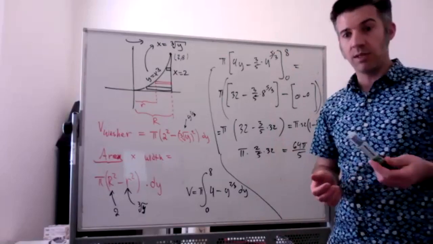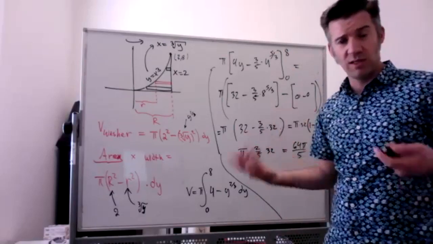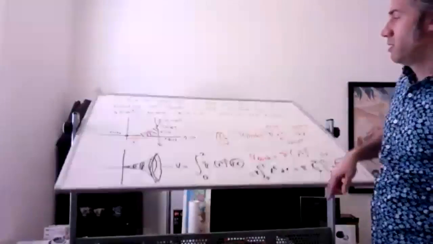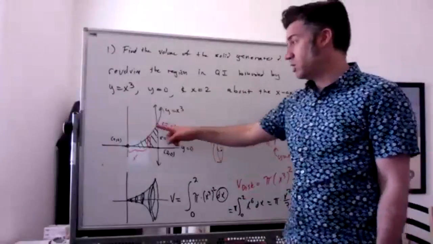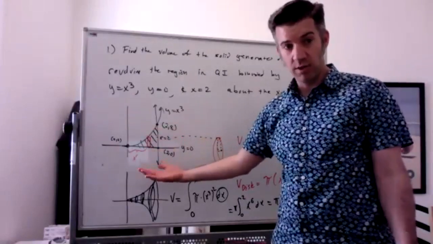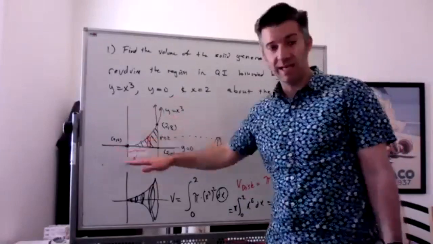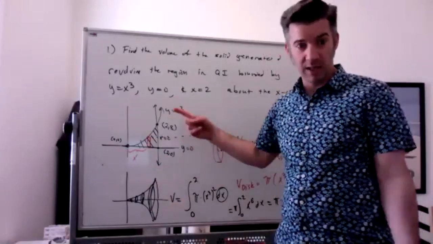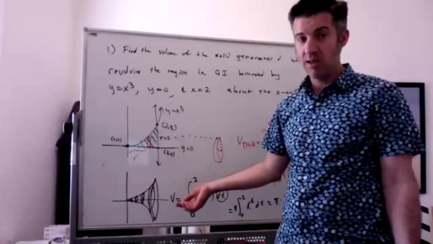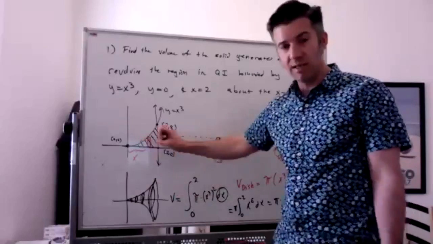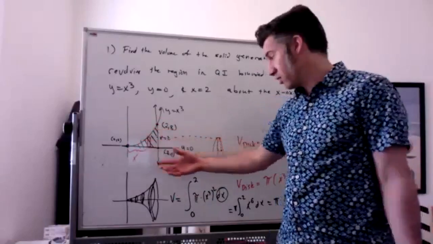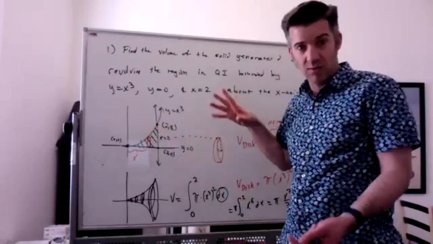Also, how do you know if you want to use the disk or the washer method? There's a really easy way to tell. If your region happens to be bounded by the axis of rotation. This region had the x-axis as one of its boundaries, and we rotated around the x-axis. If you are rotating around one of your boundaries, you're using the disk method because there's nothing missing. Your region is flush with the axis of rotation, so there's no inner circle you have to subtract out.